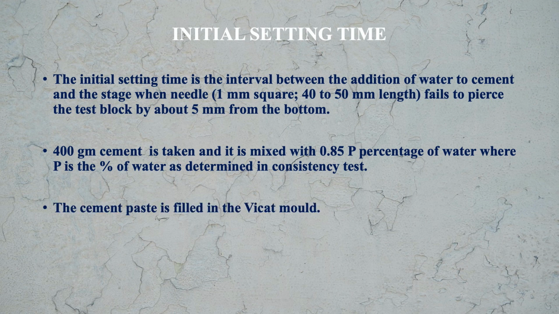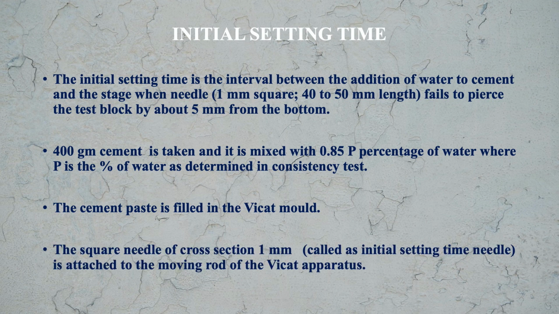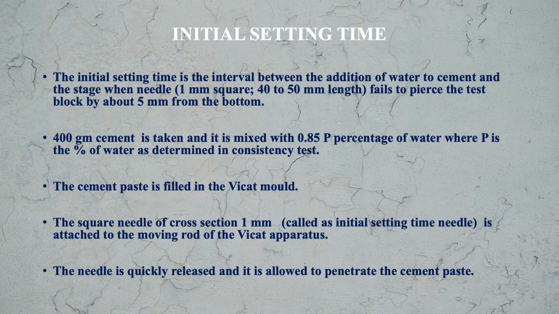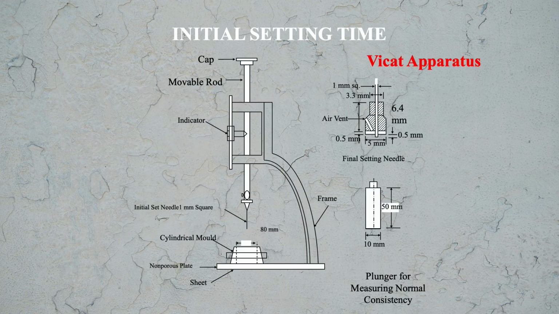So 0.85 p of water is added to the 400 grams of cement. Now the cement paste is filled in the Vicat mold. The square needle of cross section 1 mm, called the initial setting time needle, is attached to the moving rod of the Vicat apparatus. Now this needle is quickly released and allowed to penetrate the cement paste. You see here the same Vicat apparatus that we used in the standard consistency test, but now for initial setting time we are using the 1 mm square needle, whereas in the consistency test the diameter of the plunger was 10 mm.